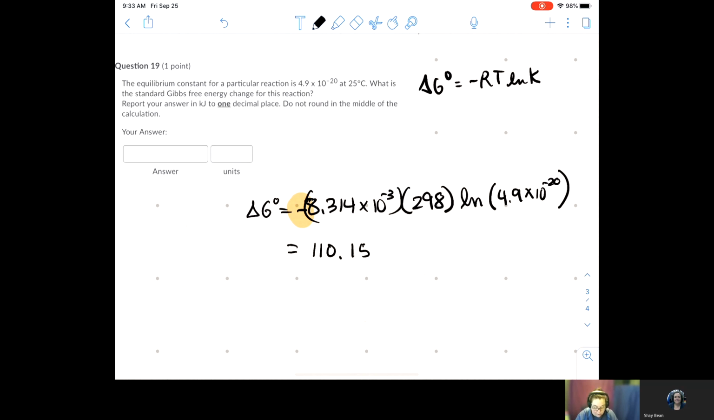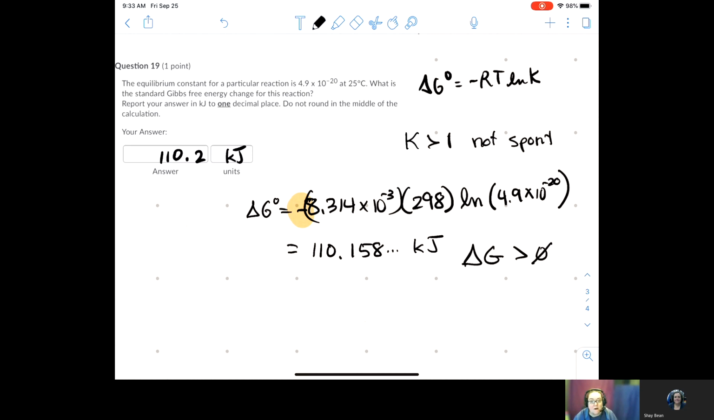I get 110.158... You guys can double check me. That is kilojoules because of the unit on R. And it's asking me to report this to one decimal place, so 110.2, and I'll add my units of kilojoules. That's what I'll enter to double check, and you guys can double check me. Since K was less than 1, that means it's not spontaneous. So I'm expecting a delta G to be positive, not spontaneous.